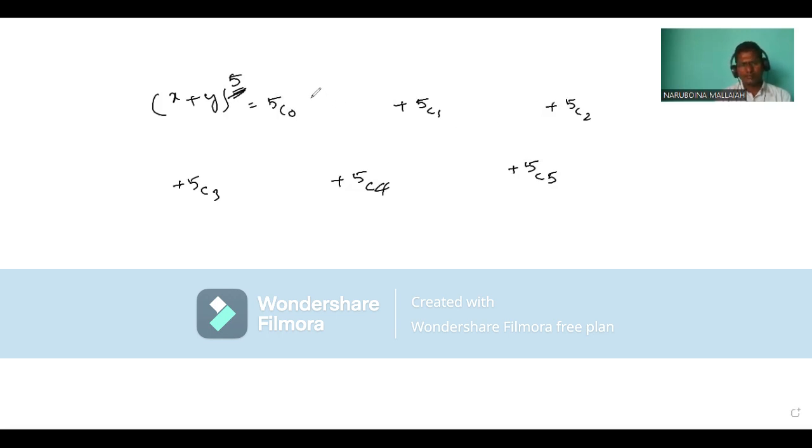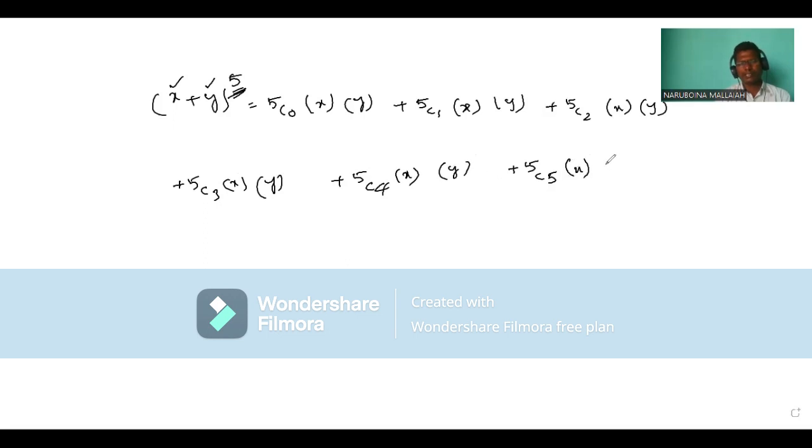Now after that, write the first term. Here the first term is x and the second term is y. So first term x, second term y. Here also first term x, second term y. Write like this. After that, 5 minus 0.